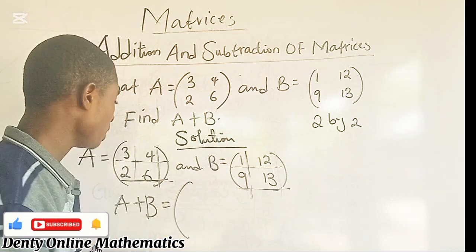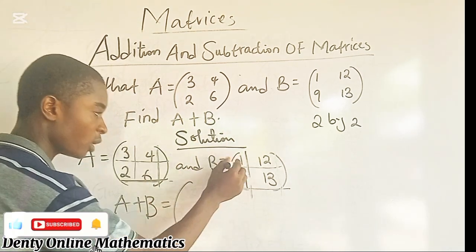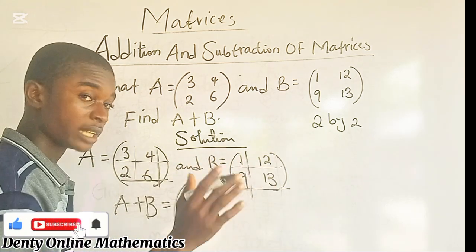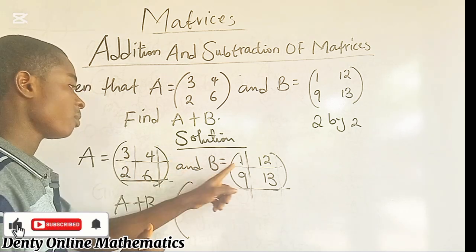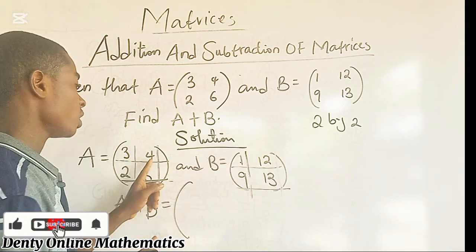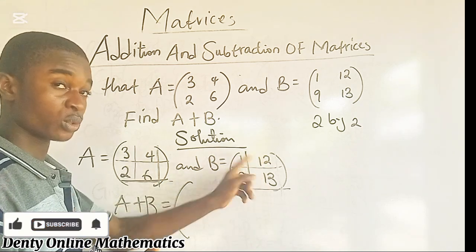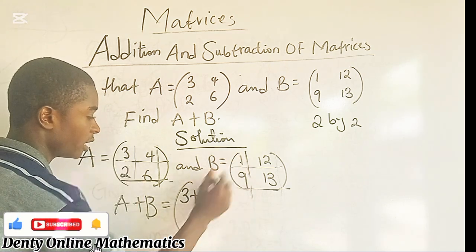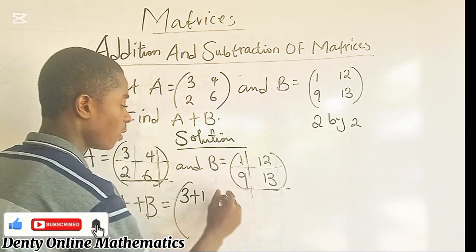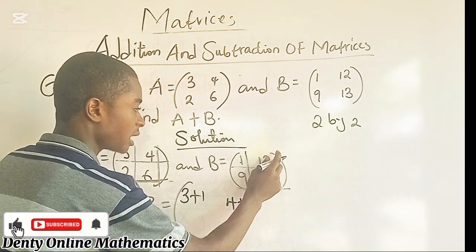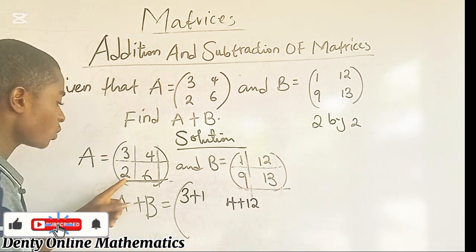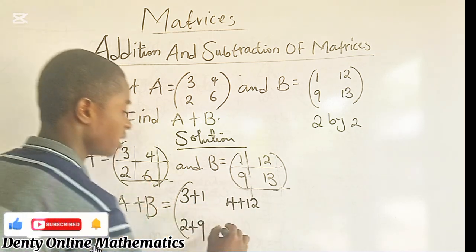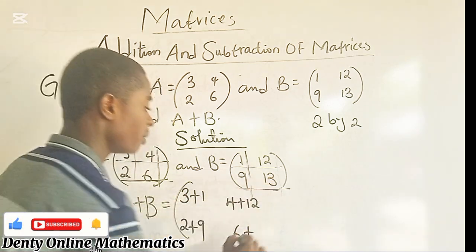Now to find A plus B, we are going to take the first element plus the first element, the second plus the second, like that. This is how you are going to add it: first column by first column, first row by first row, second column by second column, just like that. So we are going to have 3 plus, what's the element here? 1. Now you give space, this is 4. You bring down your 4 plus, what's the next element here? 12. We have 2 here, 2 plus, what's the next element here? 9. We have 6 here, 6 plus, what's the next element?